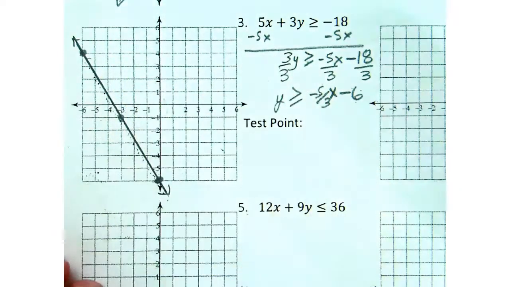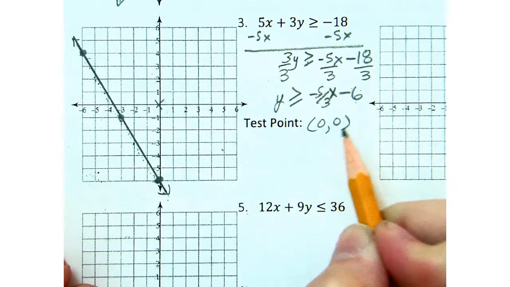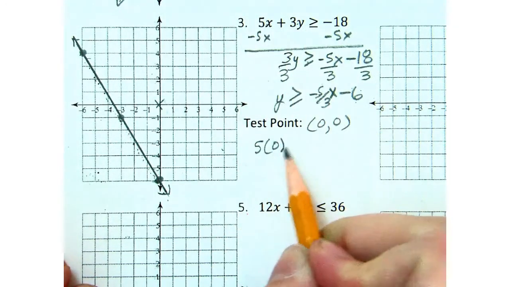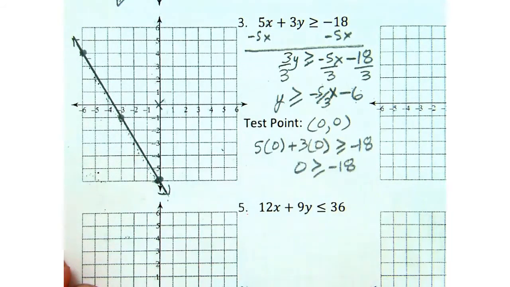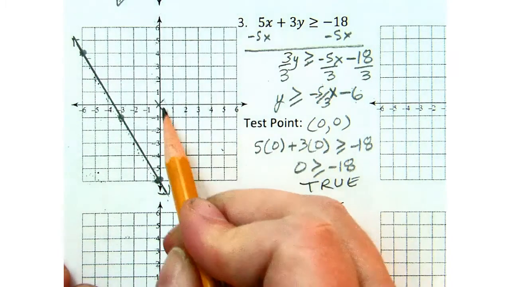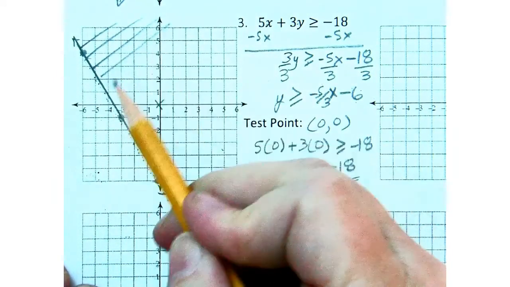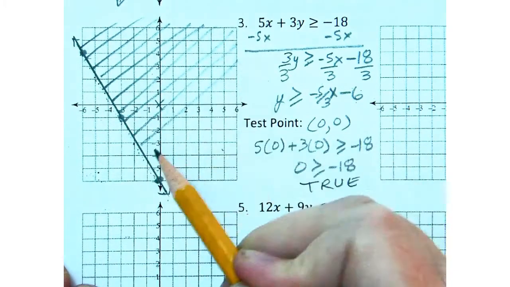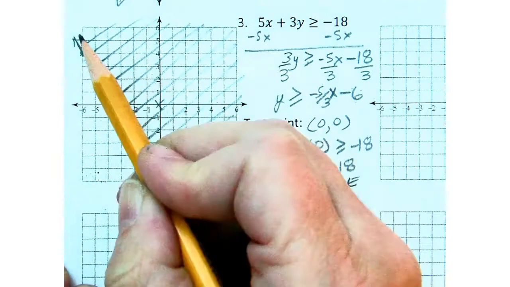The next step is to test a point to see if it makes the inequality true. Once again, we use 0, 0. Put in 0 for x and y in the original inequality. This gives us 0 is greater than or equal to negative 18. A true statement. 0 is greater than negative 18. So we shade the side with 0, 0. All the points in the shaded area make the inequality true. That means all the points in the shaded area are the solution set of this inequality.